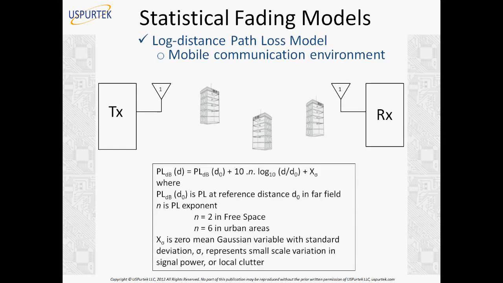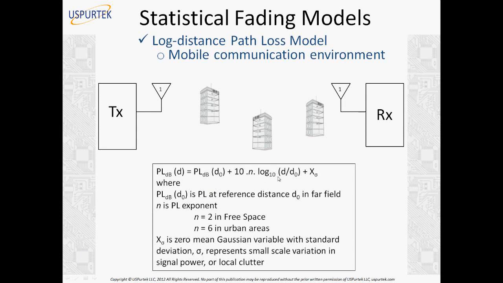Well, then we have a log distance path loss model, which is very applicable to mobile communication environments. And this is the equation here. Here the path loss at a given distance d is given by PL(dB) at d0, which is the path loss at reference distance d0 in the far field. And n is a path loss exponent. Here we don't give any value; it's 2 or 3 or 4. It depends on what type of environment you are in. It's a very generalized log distance path loss model.